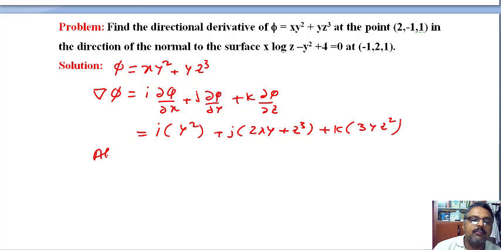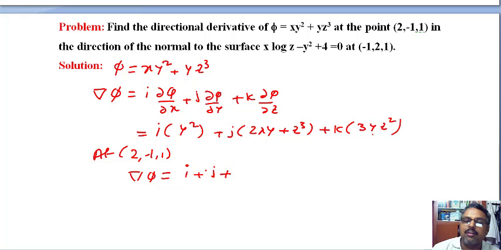Now at the point 2, minus 1, 1, the first point. In our previous problem, both the points were the same. Here the points are different. Del phi equals, put x equals 2, y equals minus 1, z equals 1. That is i plus j into 2xy, which is minus 4, plus 1.